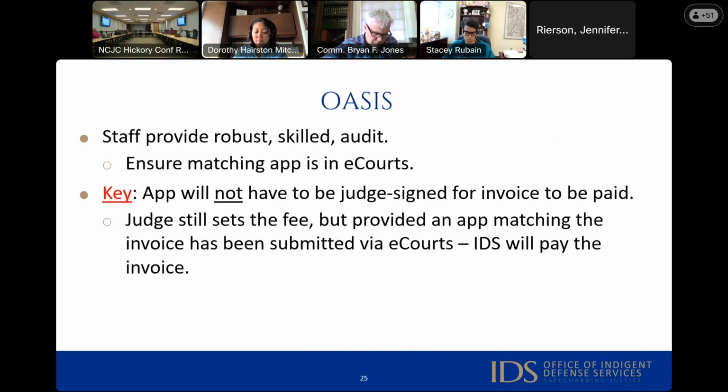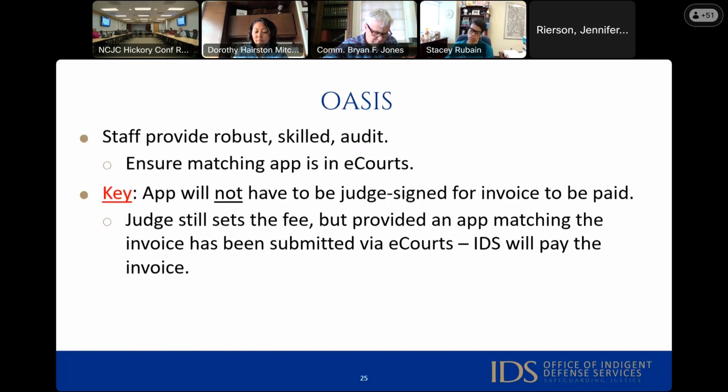With those saved hours, staff will transition to performing a skilled audit function. They will make sure that there is a matching FIAP in e-courts before authorizing payment. One key to this process is that the FIAP does not have to be judge-signed for the invoice to be paid. The judge still sets the fee and still signs the FIAP, but if the FIAP has been submitted and is a match, IDS will pay off the audited invoice. This is a significant change, but it is the fix to those long front-end delays.